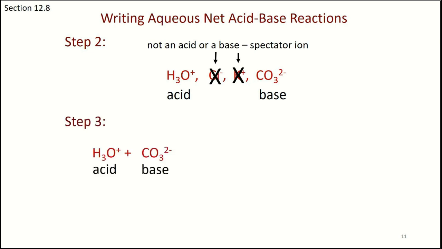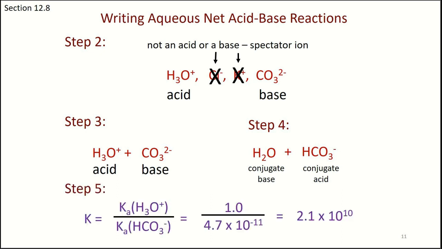In step 3, we will write the acid and the base on the reactant side and determine what the conjugate acid and the conjugate base will be. When hydronium is acting as an acid, it will donate a proton to the carbonate base. Therefore, the conjugate base of hydronium acid will be water. And the carbonate base will accept that proton. Therefore, the conjugate acid would be the hydrogen carbonate ion.